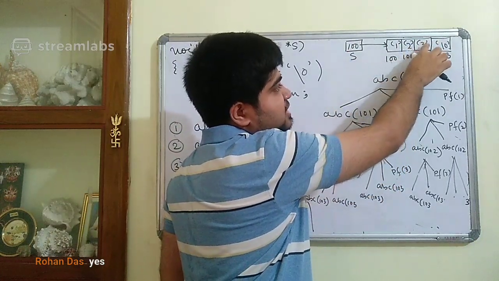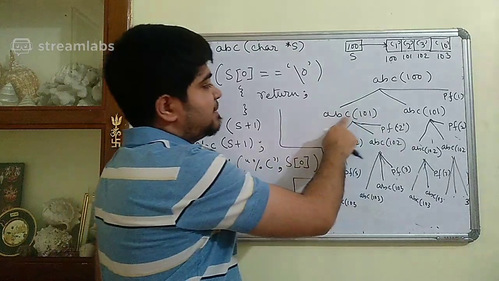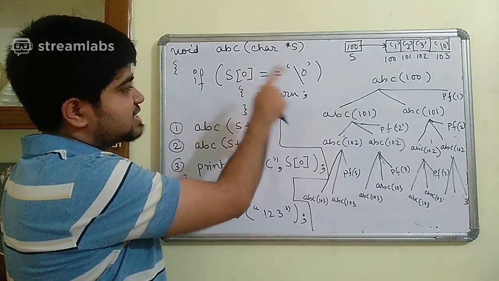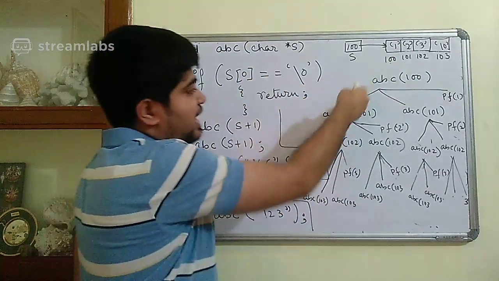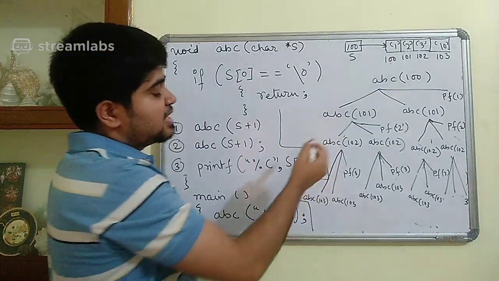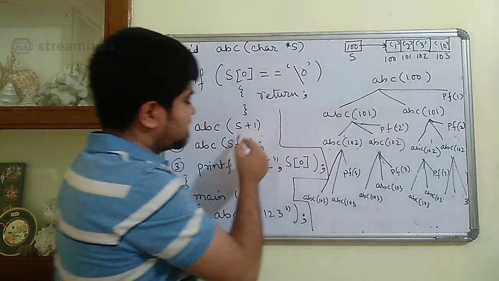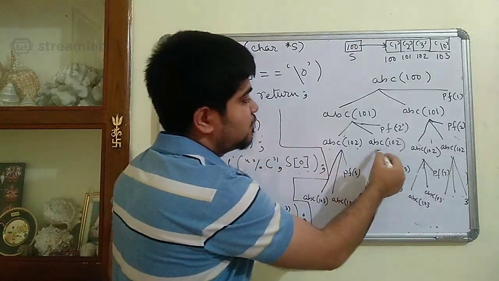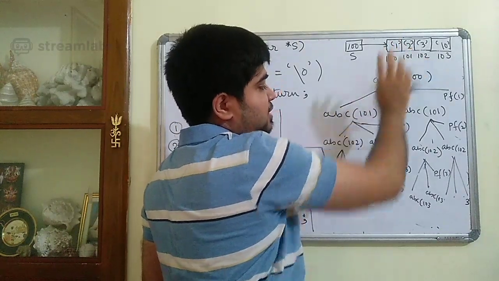This is the 0th location, this is the first location, this is the last location. So ABC of 101 is again calling, so S of 0 is 2 actually, so it is not ending. So ABC of 101 is actually calling ABC of 102 and again ABC of 102, and finally printing S of 0. S of 0 for now is 2 because this is the 0th location, right?